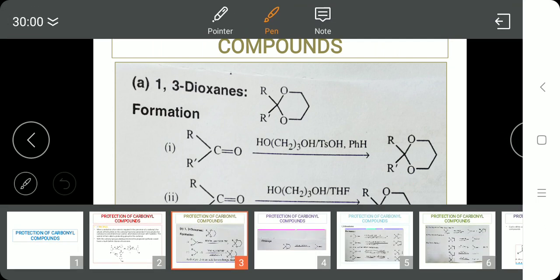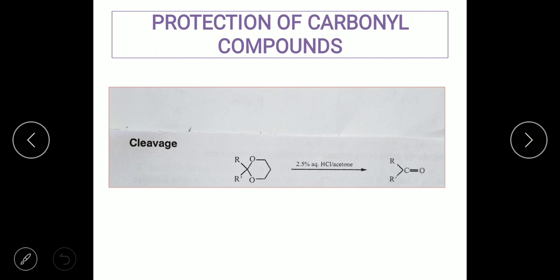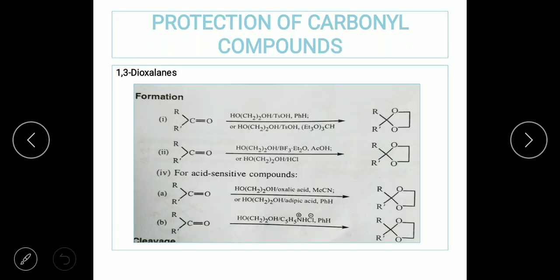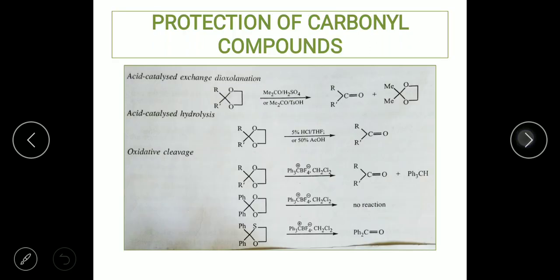The next slide is going to give us the cleavage, how we can deprotect the acetal. The deprotection can be done again in the presence of an acidic medium, using acid catalysis, and we can deprotect the acetal to give rise to the ketone. Apart from dioxane, we can also make use of 1,3-dioxolane; here you can see some of the preparations or formation of the dioxolane, and also their cleavage. The deprotection of the dioxolane is also mentioned here.